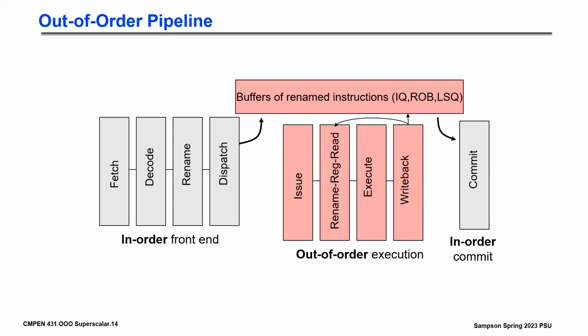So I'm going to fetch them in order, decode them in order. Renaming definitely has to be done in order, or else I can't make heads or tails of any of the resource dependencies in my machine, right? Very order dependent. Dispatch's job, right, is to push all of the data from here over to this red portion. Red, orange, salmon. Let's go with salmon, right? The IQ, the ROB, the LSQ. Not drawing all those separately yet, right?